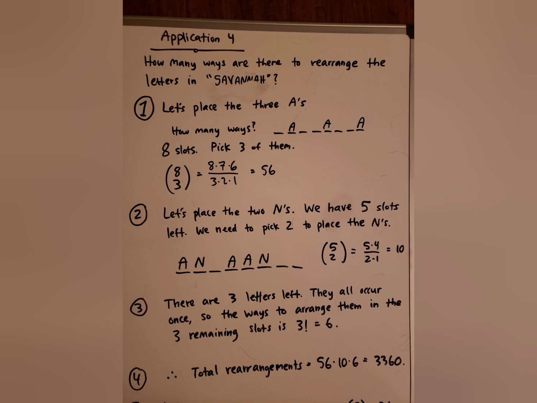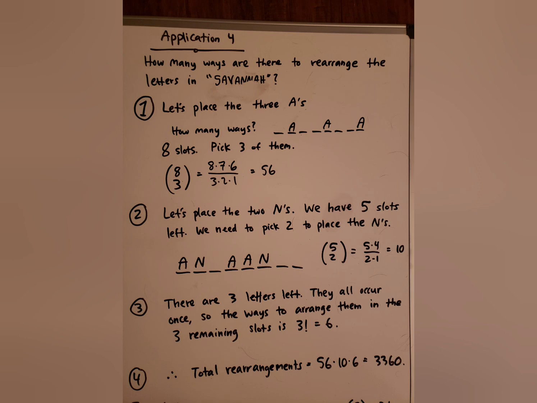Let's place the 3 A's in our word first. Since the word Savannah has 8 letters in it, we need to place our A's in 3 different slots out of 8 possible slots. So we're faced with a question. How many ways can we put the A's into our 8 slots? We have 8 slots, and we want to choose 3 of them to put our letters in. How many ways can we do that? Well, that can be answered by computing 8 choose 3. Computing this in the way we did earlier, we get 56. So now we've taken care of the A's.